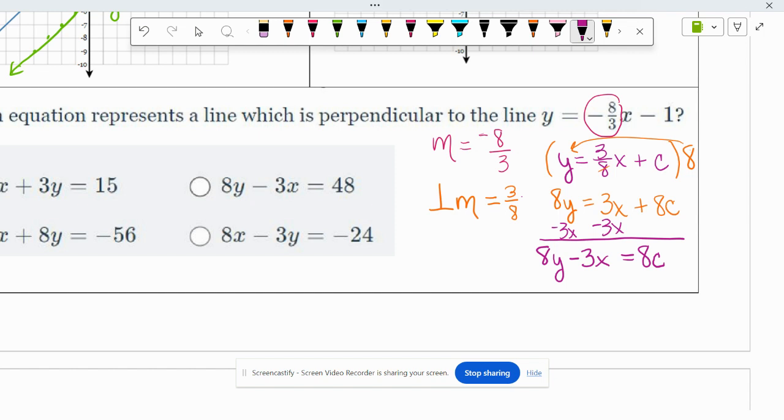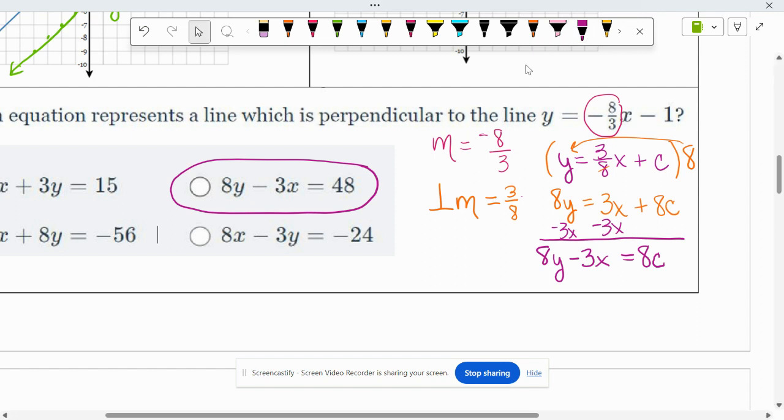Do you guys see a match anywhere? Yeah, it's this one right here. Okay. Who needs more time on that?